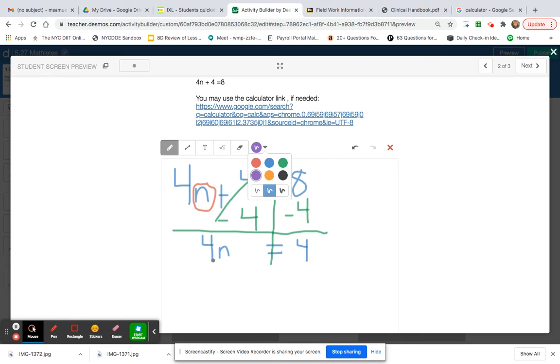Notice here that even though we don't see an operation, guys, anytime you see a coefficient, the number in front of a variable, and there's no operation in between, the operation is multiplication. It is automatically multiplication. So because 4 and n are being multiplied by each other, to undo that multiplication, the inverse operation of multiplication is division. So I'm going to divide both sides by 4. So when I divide both sides by 4, I have n is equal to 1. And there's my answer.